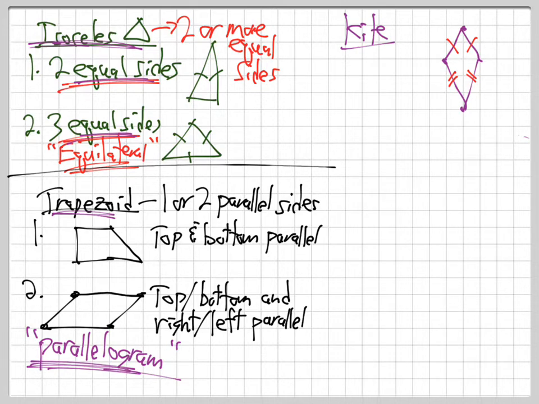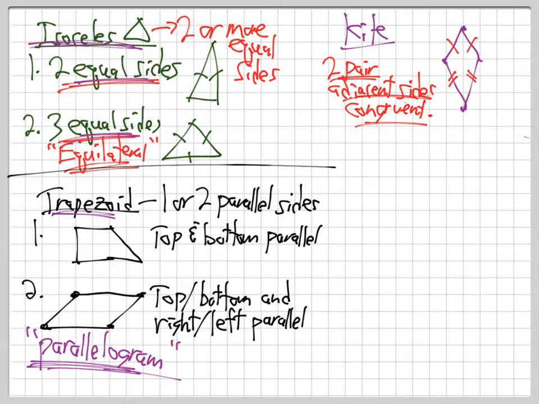So a kite has two pairs of adjacent sides, meaning next to each other, that are congruent, or the same length. I'll use the geometry word, congruent. So that should say two pairs of adjacent sides next to each other are congruent. So you've got to have that. That's the definition of a kite.